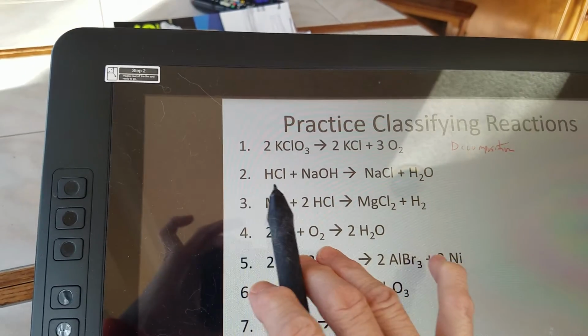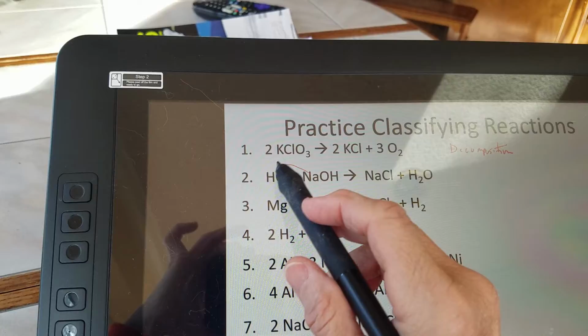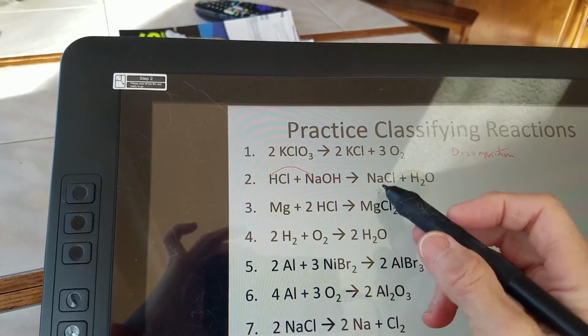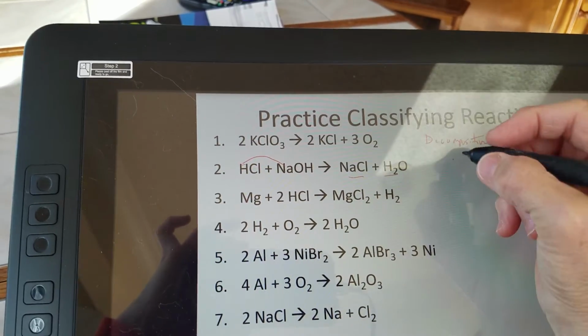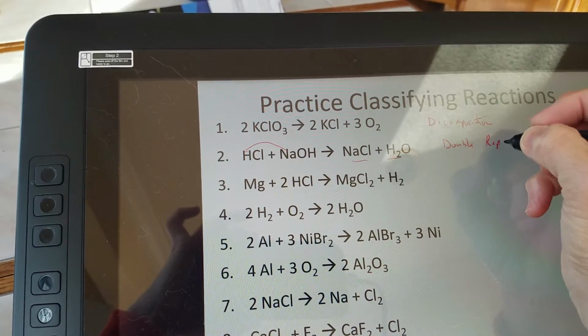On this one, I have 1 compound and another compound. Basically what's happened is the sodium and the hydrogens have changed places. I get 2 new compounds. So that's going to be a double replacement reaction. I'm going to abbreviate there.